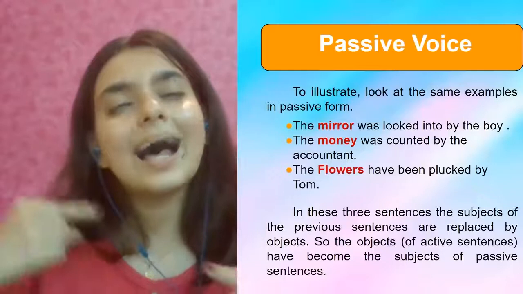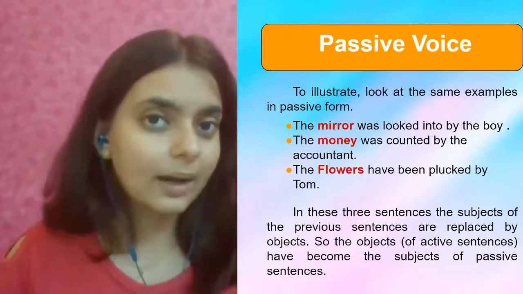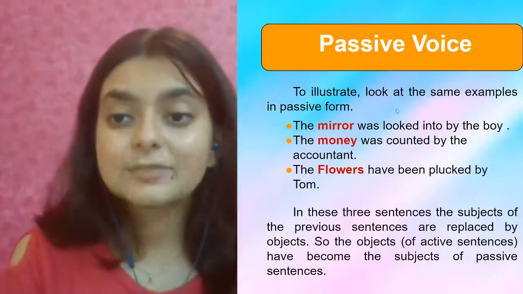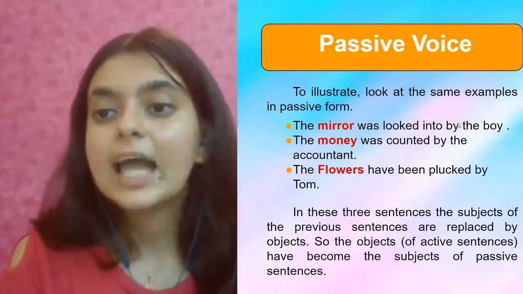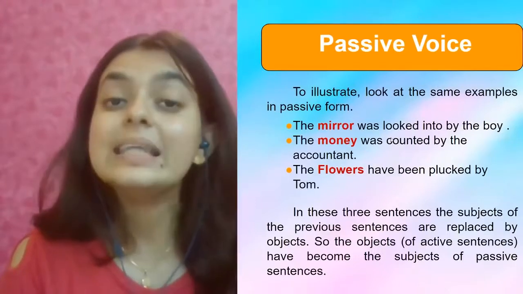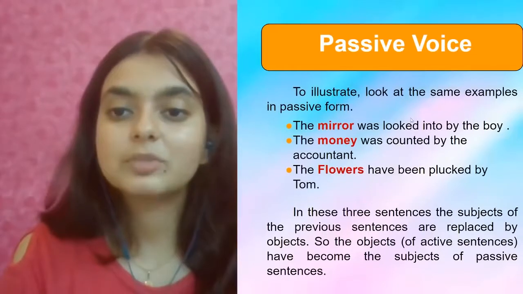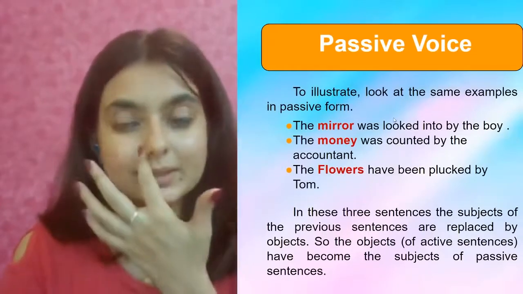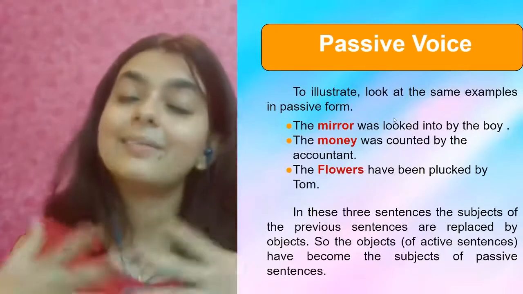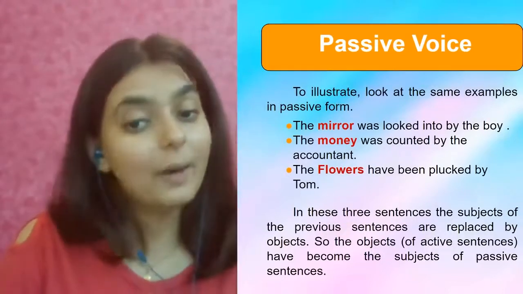So another easy way of identifying whether a sentence is in active voice or passive voice is very simple. In passive voice, you always have the third form of the verb, V3. So that is an easy way where you can identify whether the sentence is an active or passive voice.